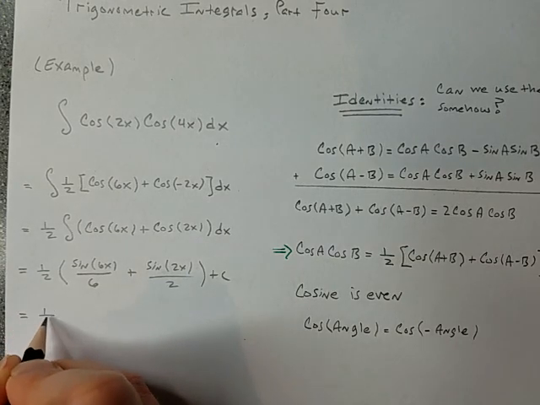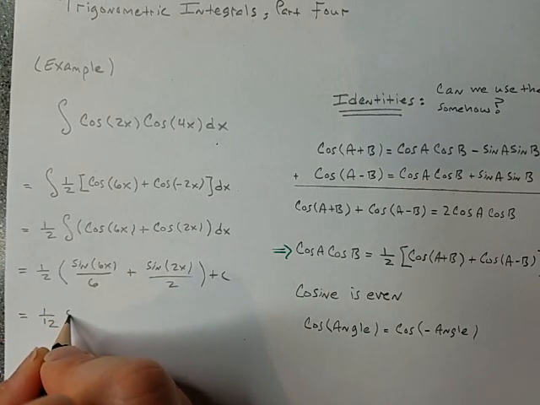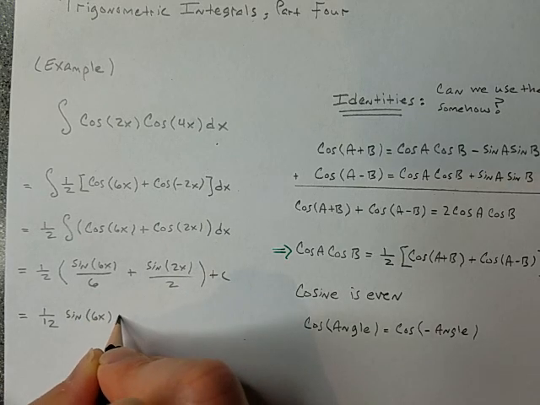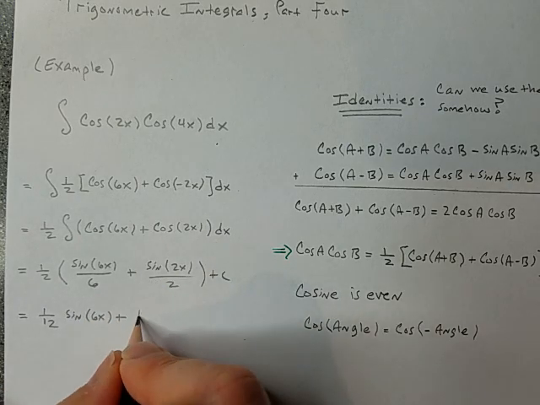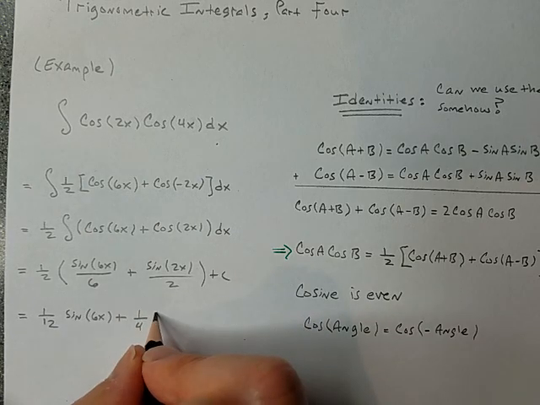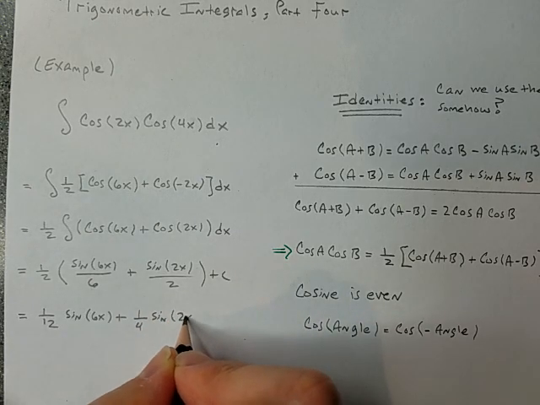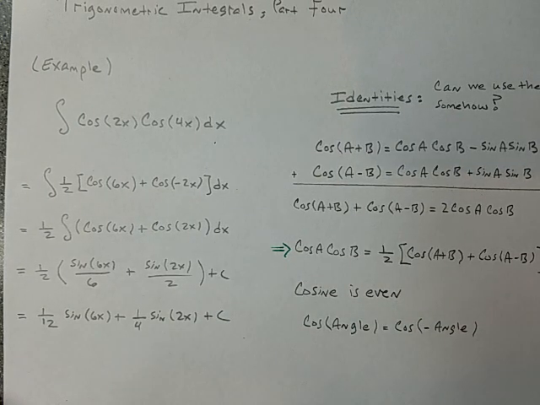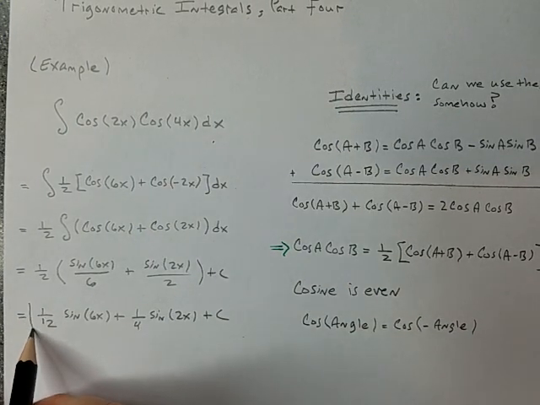Let's say 1/12 times sine 6x plus 1/4 times sine 2x. Okay, just to simplify a little bit. And then we've got it.